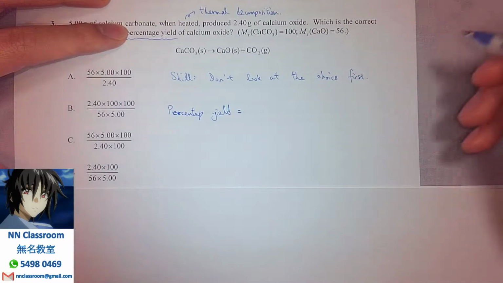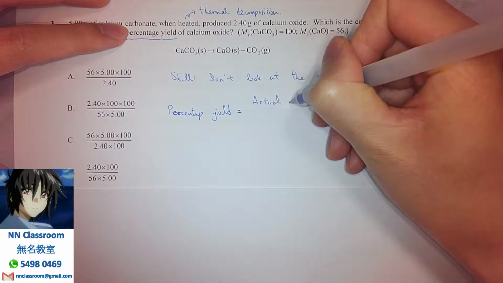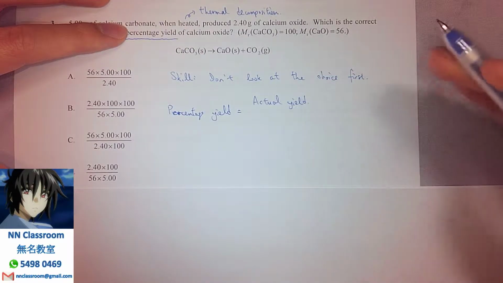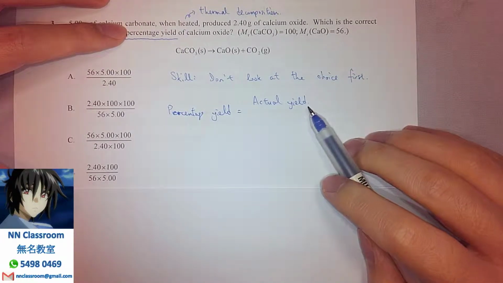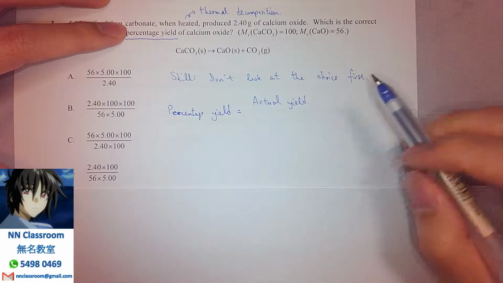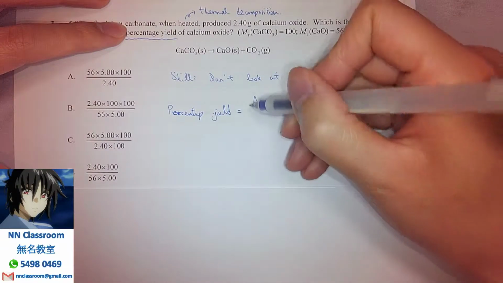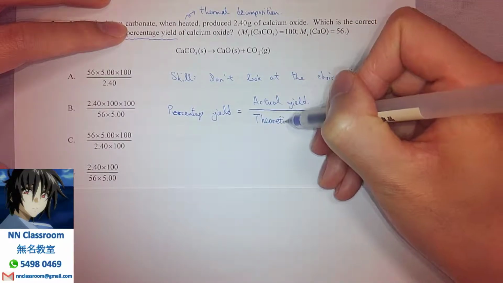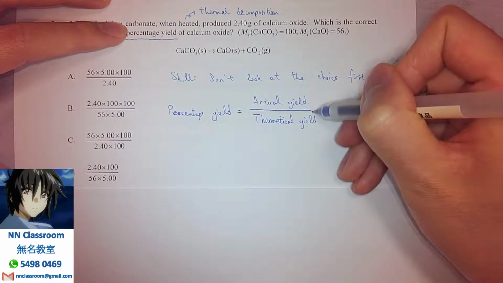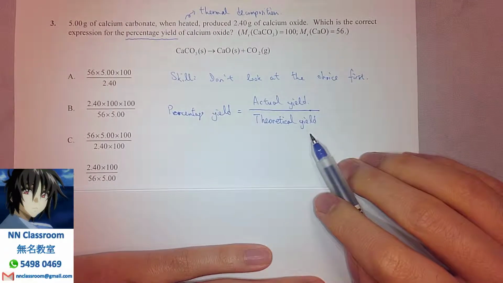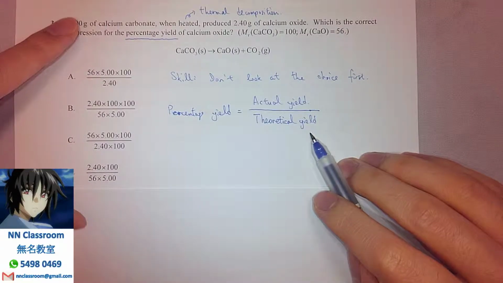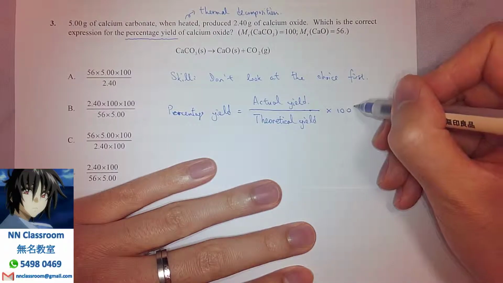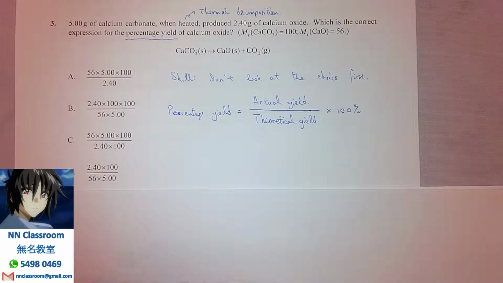Percentage yield is given by the actual yield, which is normally given by the question, because the actual yield is something from the experiment done in real time, to see what is actually being formed. So we cannot work it out, but what we work out is what we call the theoretical yield. Theoretical yield is the expected maximum yield generated from this 5 grams of starting reactant. At the end, if we multiply by 100%, this gives us the so-called percentage yield.